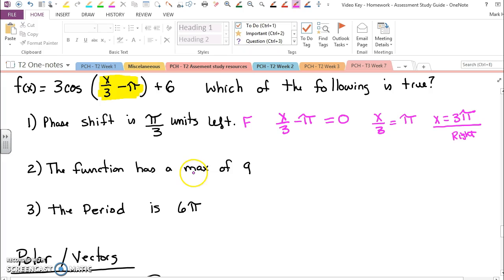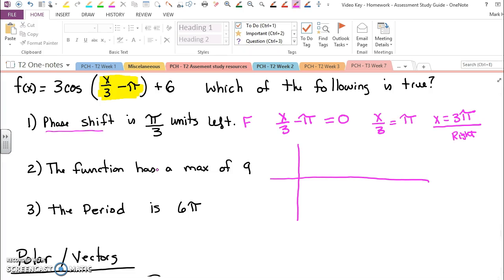The function has a max of 9. To figure out where the max is, we sort of have to graph it. Or at least, we don't have to worry about the phase shift because it's saying how tall does it go. But what we really need to do is figure out what the amplitude is and then how much has it moved up or down. So normal cosine looks like this. Again, not worrying about the period or the phase shift.